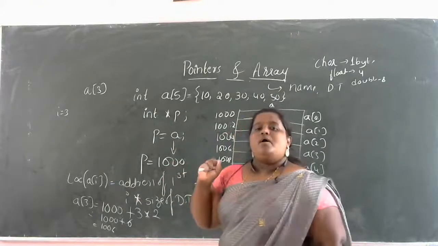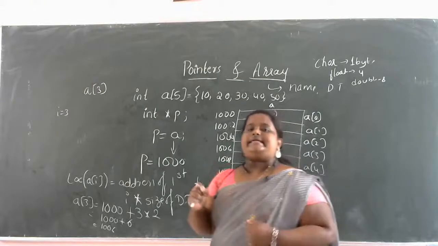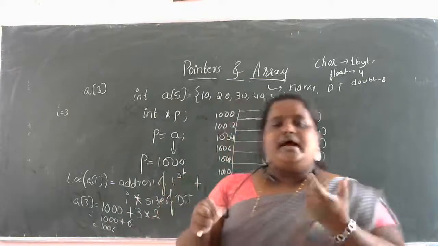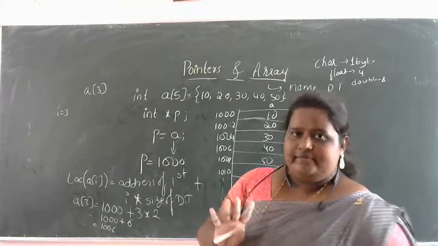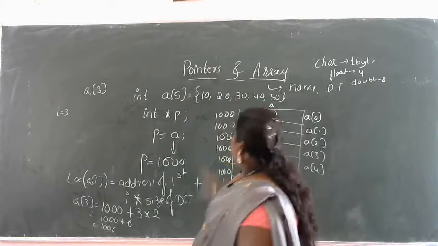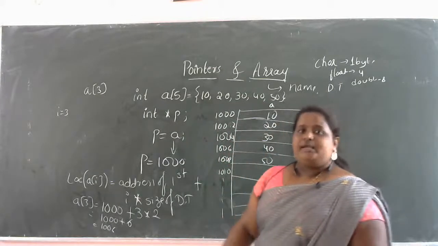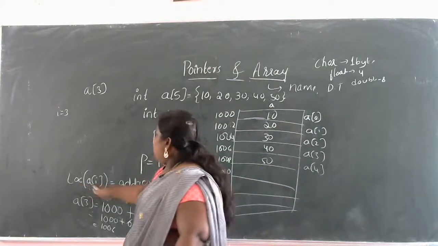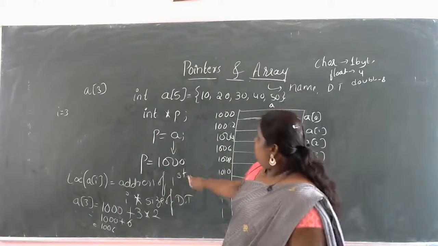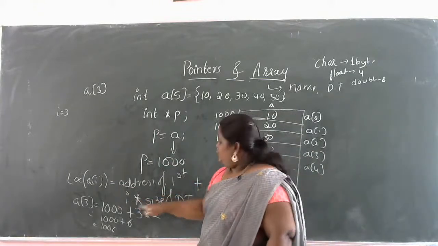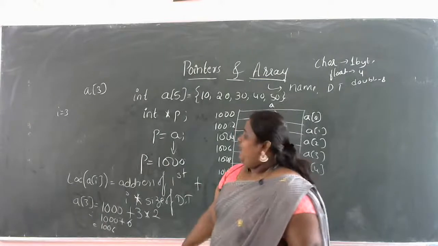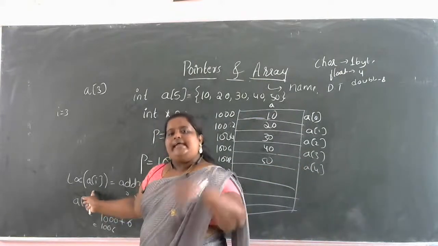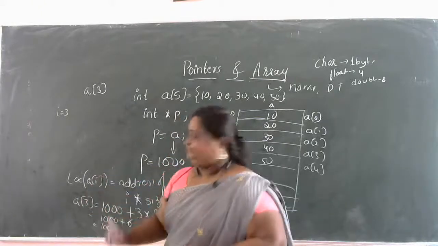Next, the pointer will store the address of the first element of your array. Next, how to access other elements of your array? Using this formula: location of a of I equal to address of first element plus I into size of the data type. I means array index. Array index starts with 0 and ends with n minus 1.